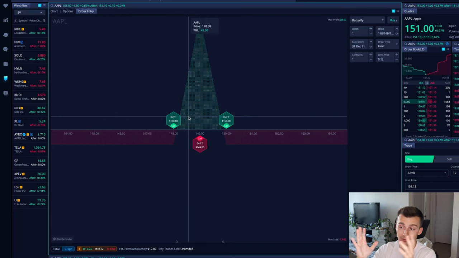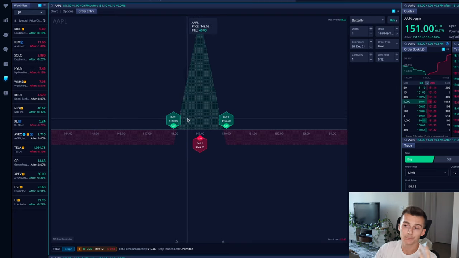If Apple does finish inside of that 150 to 148 range, good chance we finish somewhere in here. And there's a good chance we'll make a few bucks, maybe 75, something along those lines, if we get pretty close to that middle ground of Apple.